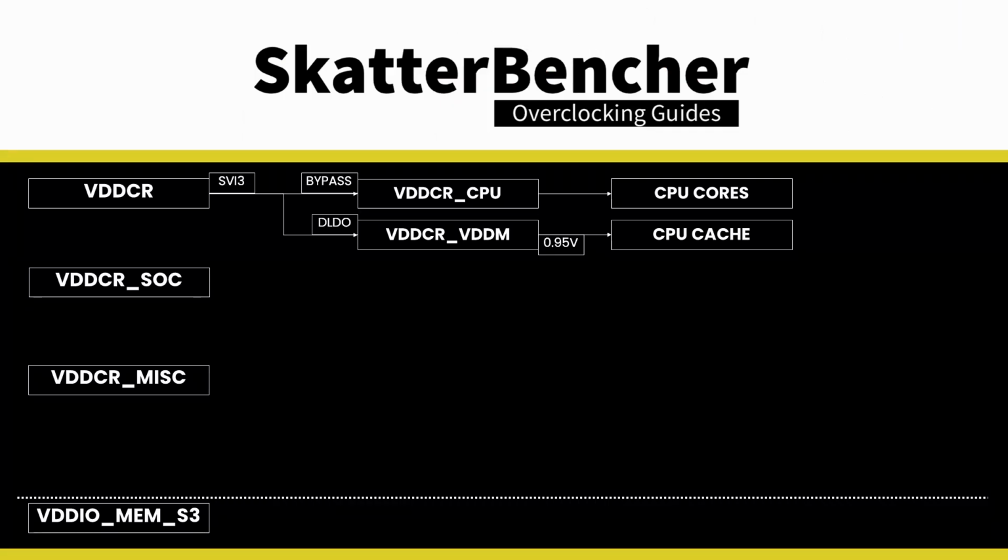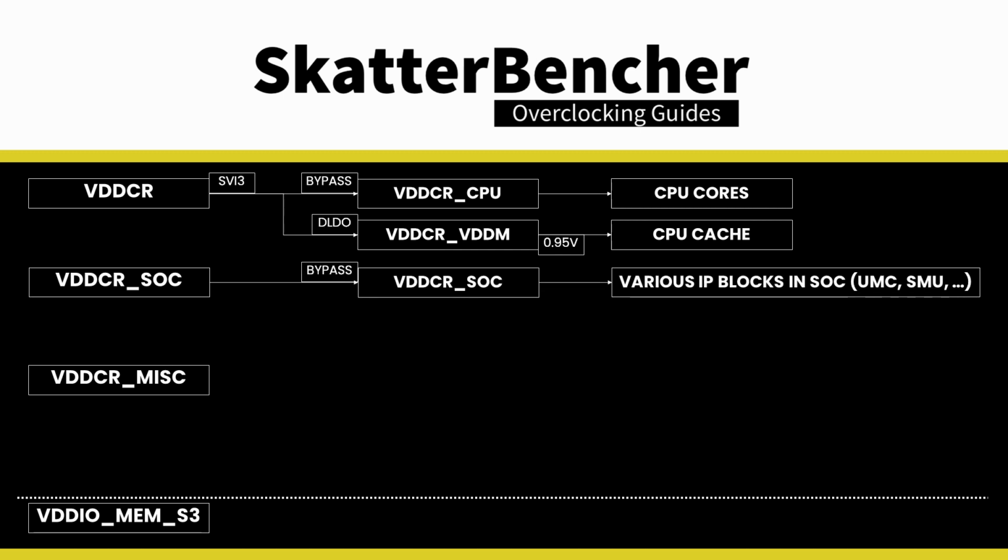The VDDCR voltage rail can be directly controlled via the SVI3 interface. VDDCR VDDM cannot be controlled by the end user. The VDDCR SoC voltage rail provides the external power for multiple internal voltage regulators on the SoC for the various IP blocks, including, but not limited to, the memory controller, SMU, PSP, graphics, and so on. It is essential to know that the VDDCR SoC voltage must always be lower than VDDIO memory plus 100 mV. The default VDDCR SoC voltage is 1.05 volt.